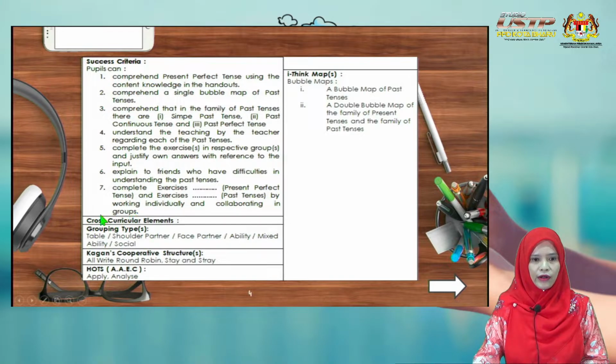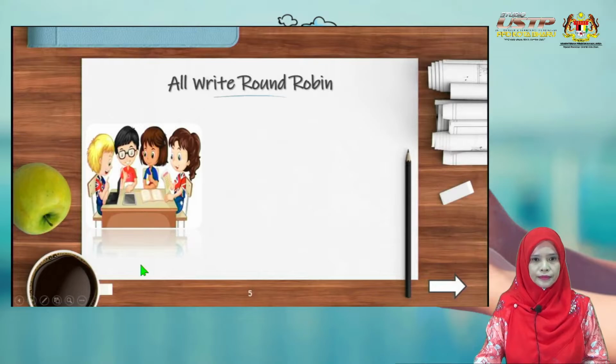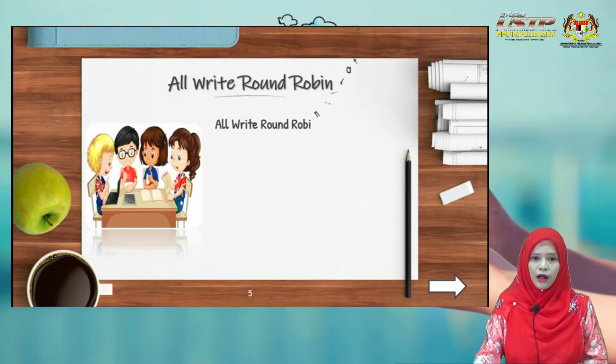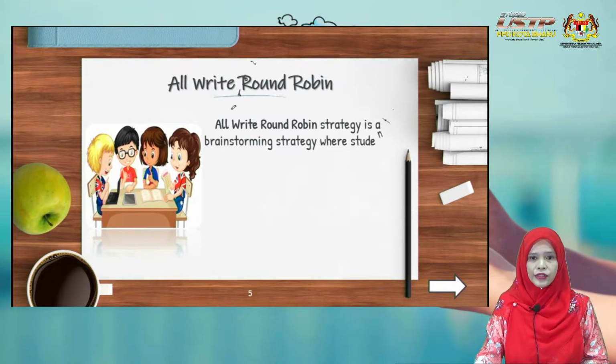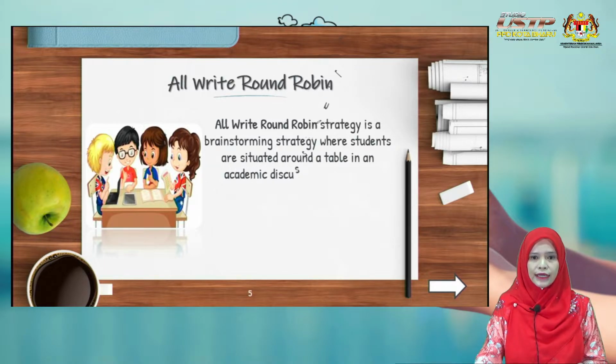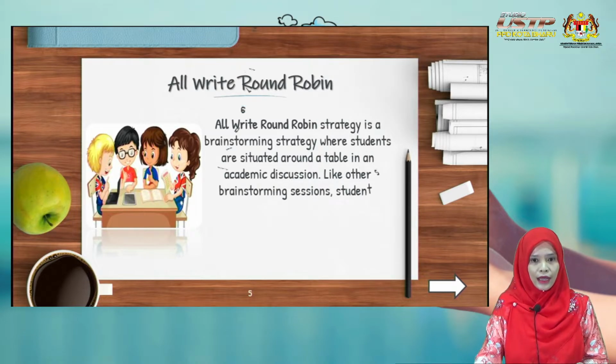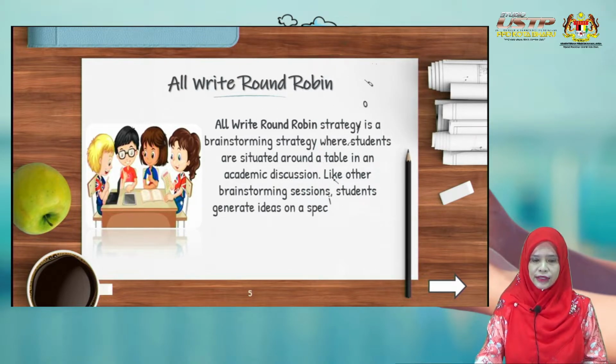Let's see the all right round robin. All right round robin strategy is a brainstorming strategy where students are situated around a table in an academic discussion. Like other brainstorming sessions, students generate ideas on a specific topic or question.